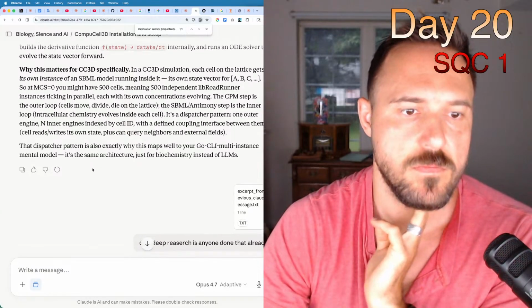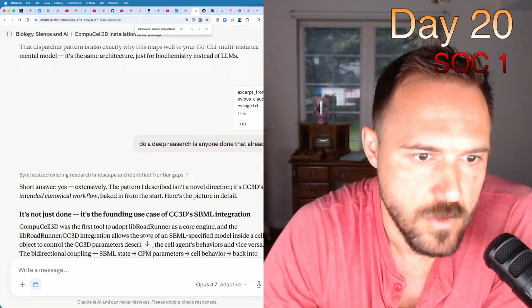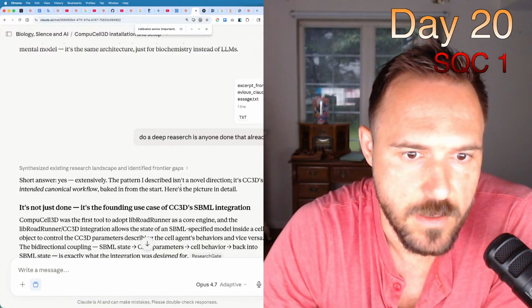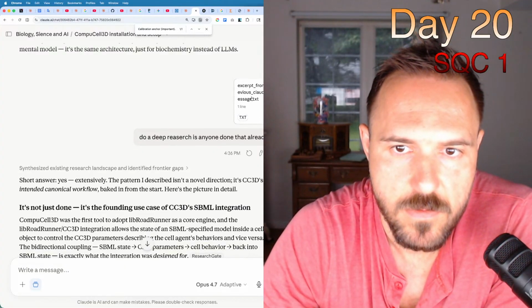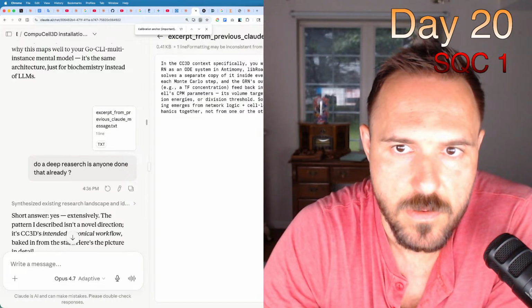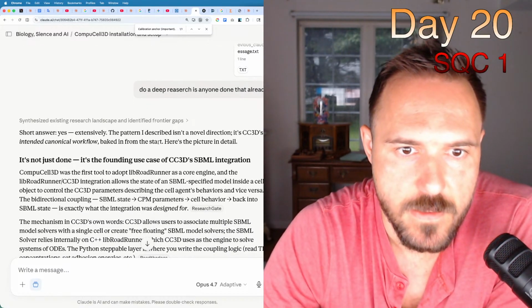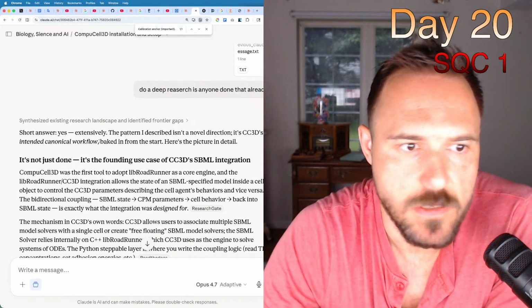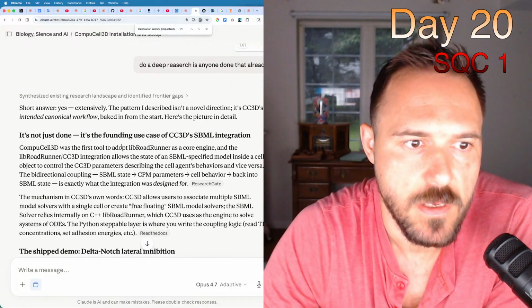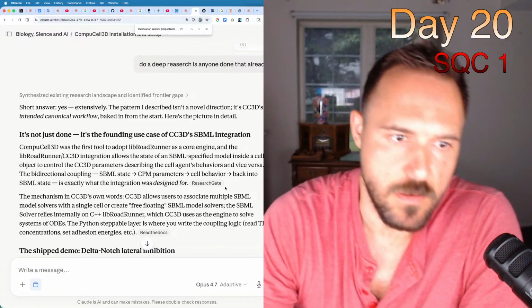Okay. Do deep research: has anyone done this already? Yes, extensively. Done what already? Describe it as a novel direction. This is the internal workings backend. It's not just done, it's the founding use case of the SBML integration.